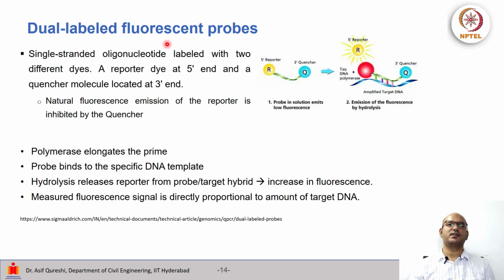The next is dual labeled fluorescent probes. In this, a single stranded oligonucleotide is labeled with two different dyes, a reporter dye which will have some fluorescence, and a quencher. The goal of the quencher is to inhibit the natural fluorescence of the reporter. So in the solution there will be some low fluorescence. Now the polymerase will elongate. The probe binds to the specific DNA template, and then the hydrolysis will release the reporter from the probe-target hybrid, and the fluorescence is now much increased. This measured fluorescence will be directly proportional to the amount of target DNA.